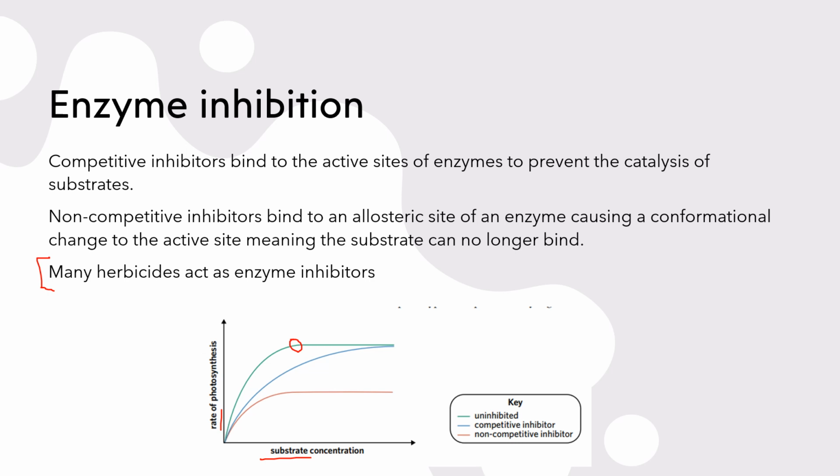We then have our competitive inhibitors. So as the substrate concentration increases, the rate of photosynthesis will also increase, again, it'll reach a certain point. And then we've got our non-competitive inhibitors. So you'll see that they're probably the most effective in stopping the rate of photosynthesis. So I would say that a good herbicide would probably incorporate the non-competitive inhibitors, because you can see that the rate of photosynthesis is really damaged by this non-competitive inhibition.